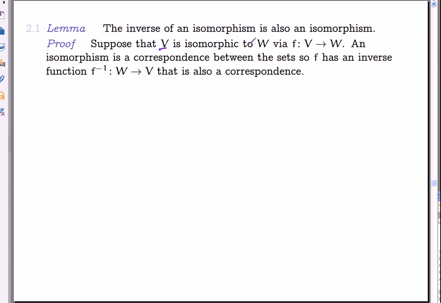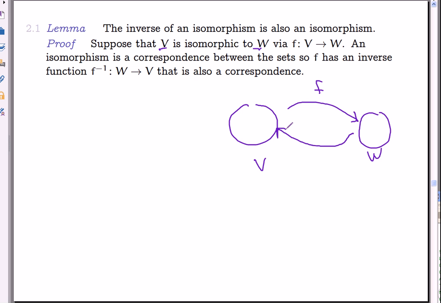Suppose that V is isomorphic to W. So we just draw a map here. Here's V and here's W. And we have a map here, F. Remember, this map F is one-to-one and onto and preserves the operation. Now, in order to show that W is isomorphic to V, we need to get a mapping the other way that's also an isomorphism. And what we're going to show is that F inverse exists, and F inverse is also an isomorphism.